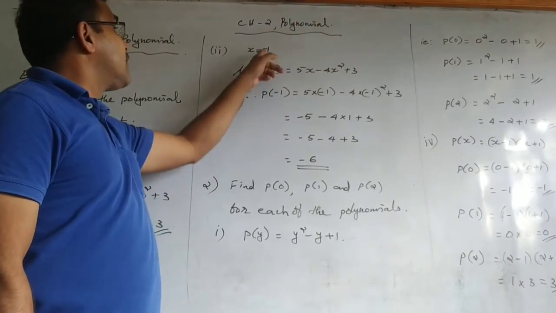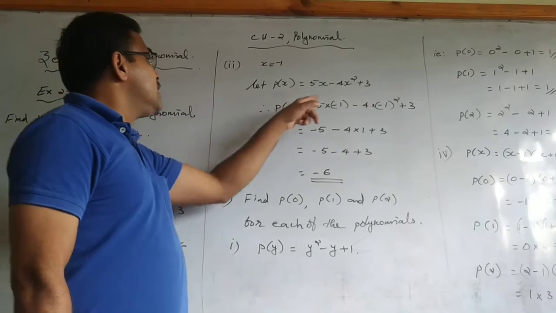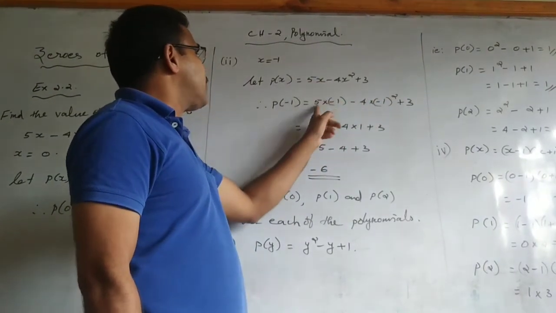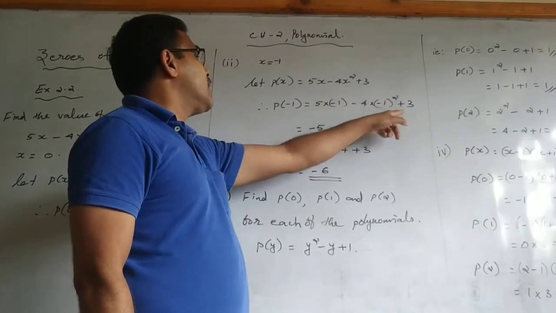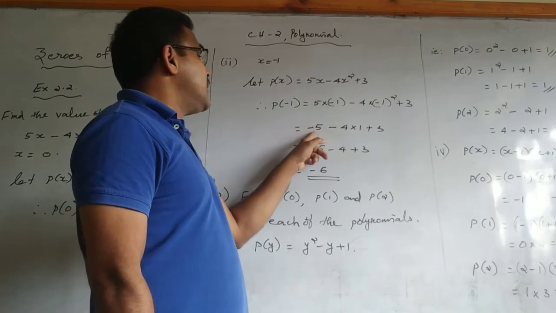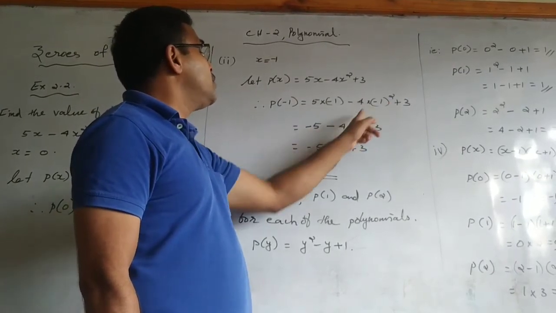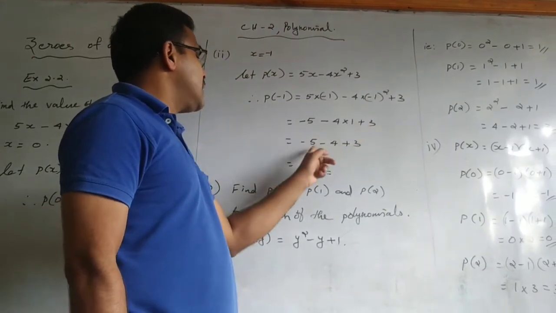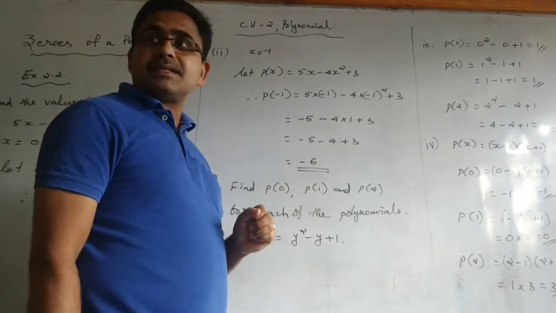Then P of minus 1. For a given value of x, we are going to substitute. Instead of x everywhere, we are substituting minus 1. See, 5x is 5 into minus 1, minus 4 into minus 1 whole square, plus 3. 5 into minus 1 is minus 5, minus 1 whole square is plus 1, that is minus 4 into 1, plus 3. Minus 5, minus 4, plus 3, that is minus 9 plus 3. Minus 9 plus 3 is equal to minus 6.